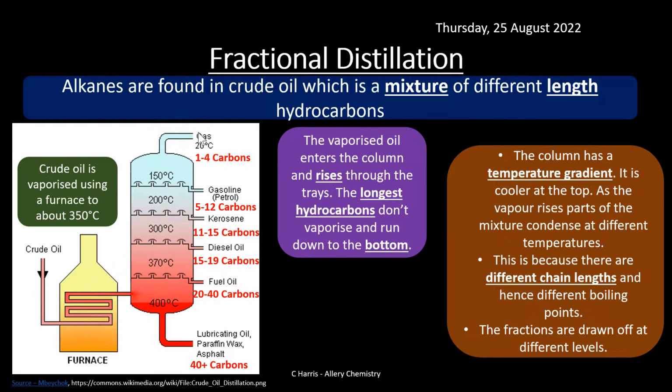Now, this is quite useful because it means we can then take off the different fractions. These are called fractions that come off here. So off here you've got 20 to 40 carbon chains coming off, 15 to 19, 11 to 15, 5 to 12, and then 1 to 4, the shortest carbon chains, come off at the top, and your longest ones, 40 plus, come off at the bottom here.